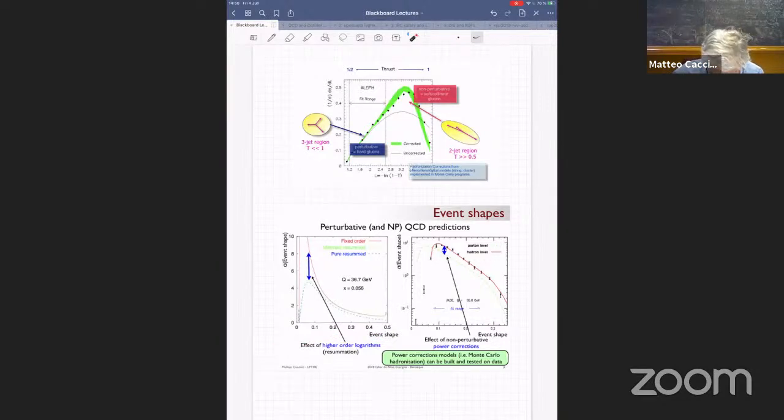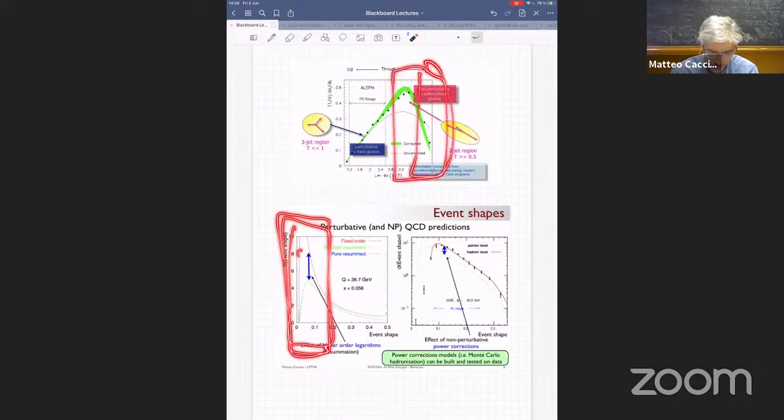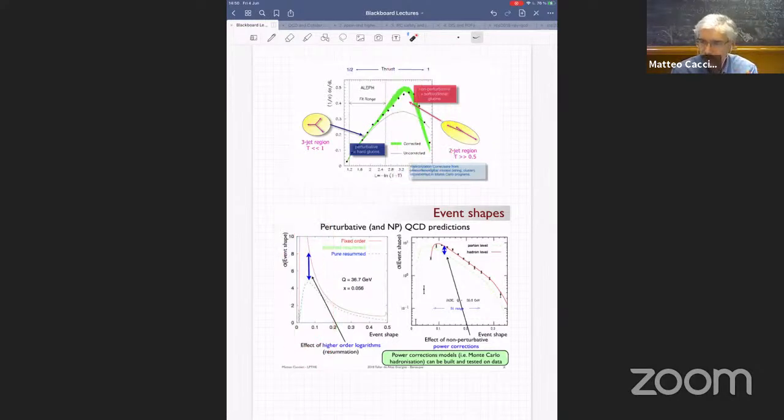So this is the fixed order calculation for any variable. What I have here at the bottom, you can consider similar to the plot at the top, but flipped. So the two jet region is this one on the left here, and it is on the right here. So it's flipped, okay? It is just another way of representing things. The two jet region is on the right here, and the two jet region is on the left here. So sorry about this flipping, but otherwise, this is the same thing.